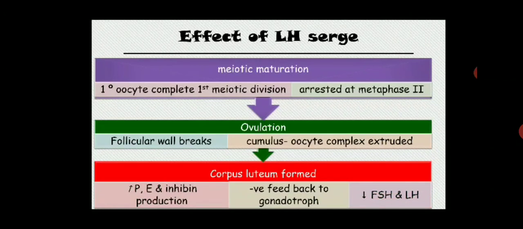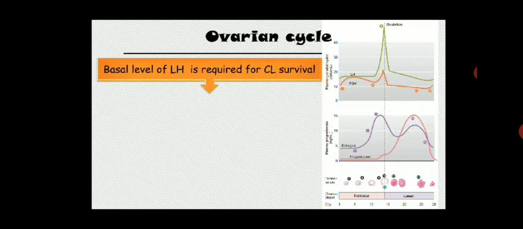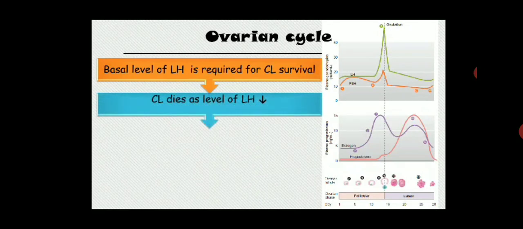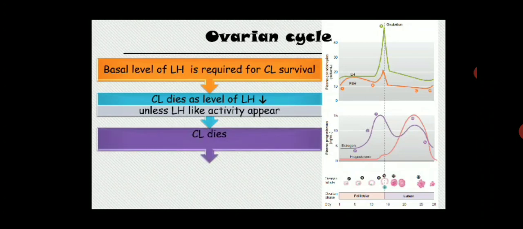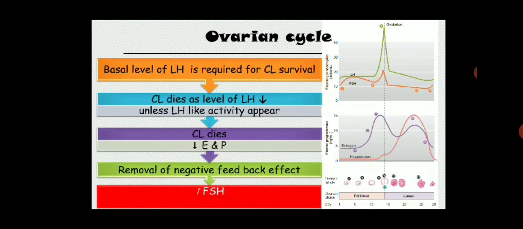Got it? So a basal level of LH is required for the corpus luteal cycle. So the corpus luteum will die as the level of LH is decreased. Unless the LH-like activity appears by beta HCG after fertilization, the corpus luteum will die and decrease estrogen and progesterone levels. It will remove the negative feedback effect on the FSH, and FSH level will again increase, and this entire process will be repeated one more time. Got it? This is all about the ovarian cycle.